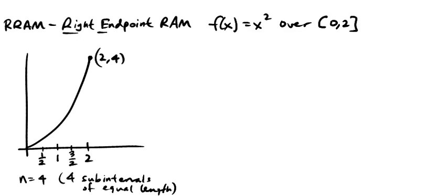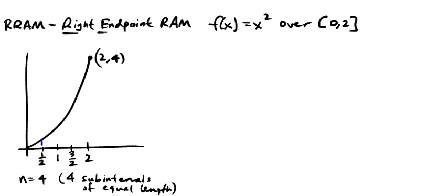Alright, so next we're going to look at RRAM, or right endpoint RAM, and again we're still going to use the function f of x equals x squared over the interval from 0 to 2. So again, here's my function, f of x equals x squared. I've sketched it over the interval from 0 to 2. I've broken up the interval from 0 to 2 into 4 subintervals of equal length. But now I'm going to use the right endpoint of each subinterval to determine the height of my rectangle.